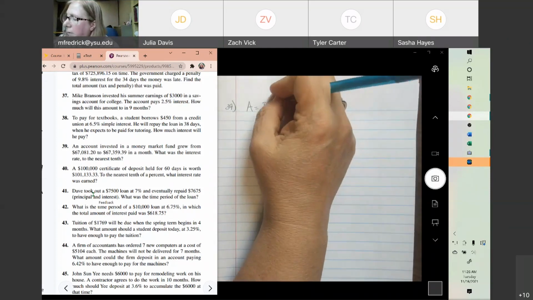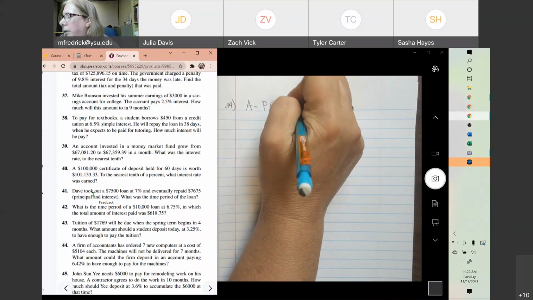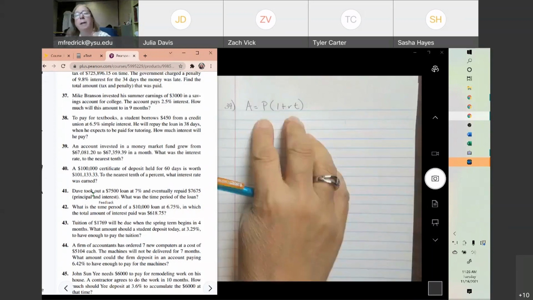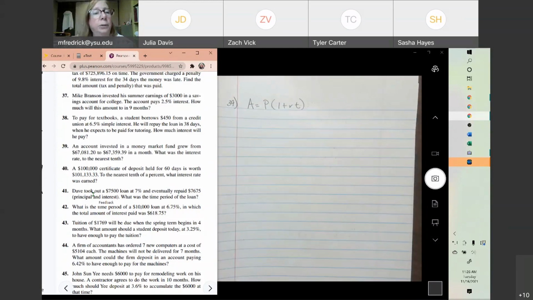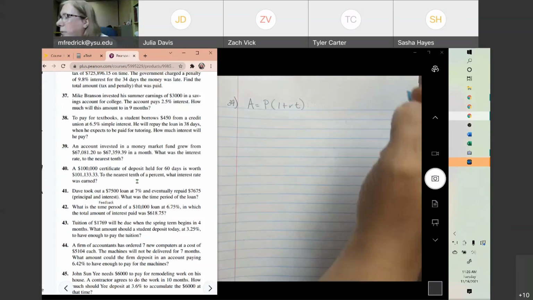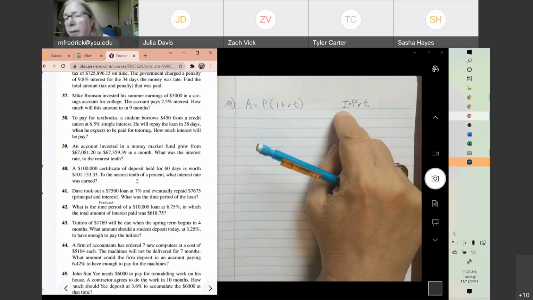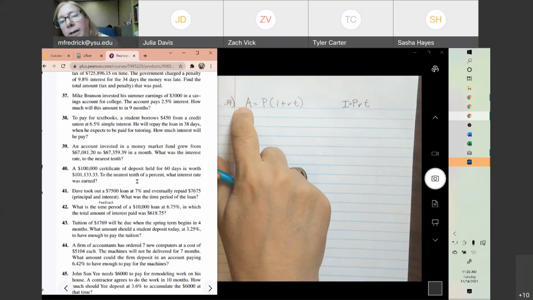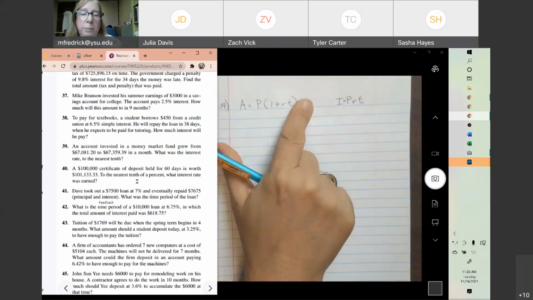I think that using A equals P times 1 plus RT is easier. If we used I equals PRT, we'd have to find the interest first by subtracting the 2 of these. So you could use this one. It's just interest isn't given, so you'd have to subtract A and P to find how much interest you made. This one you just plug in.